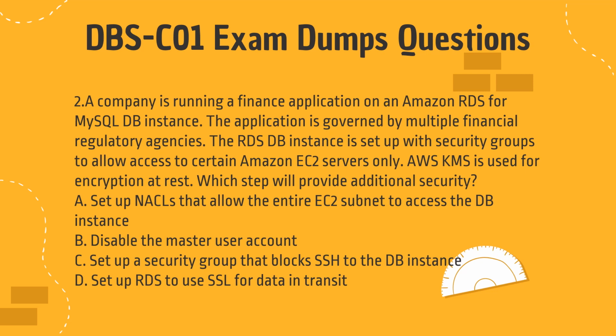A. Set up NACLs that allow the entire EC2 subnet to access the DB instance. B. Disable the master user account. C. Set up a security group that blocks SSH to the DB instance. D. Set up RDS to use SSL for data in transit.